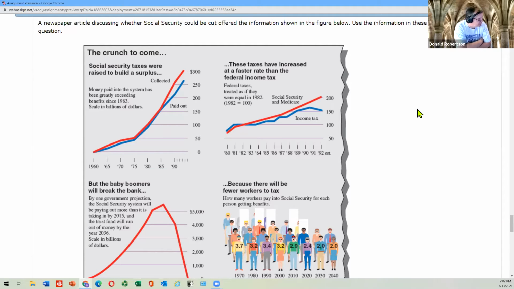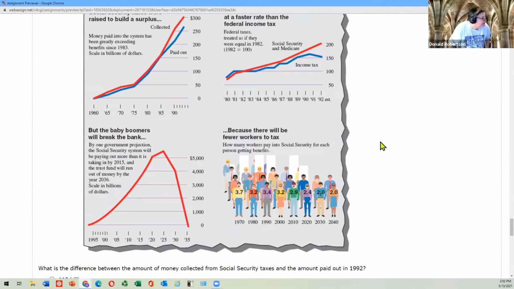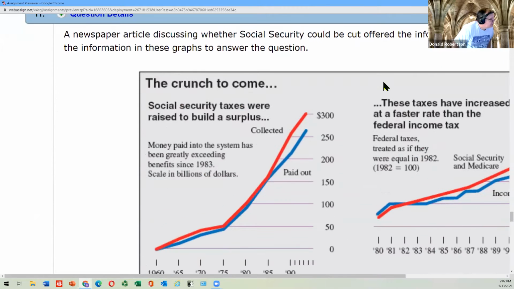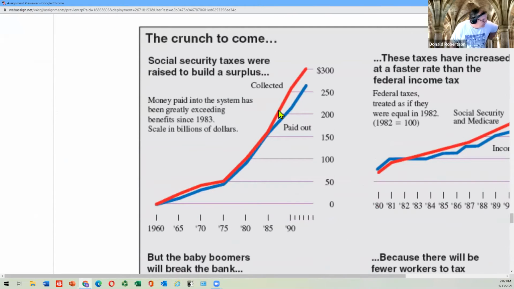So they have lots of different diagrams going out here. And they have a question at the bottom, which is pretty much an estimate one anyway. But I kind of like this picture, so I'm just going to focus on this one first. This here is information starting at 1960 and going into the 1990s. And the red one is the money that they've collected, and the blue one is what they've paid out.